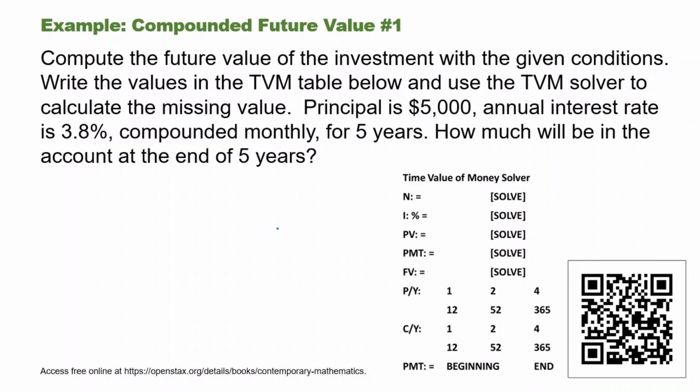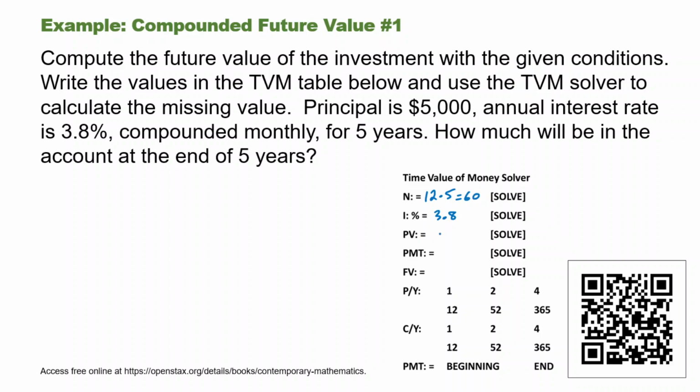So looking at our table, the first value we need to complete is capital N. Well, this is the total number of compoundings, the total number of times that we are compounding. Because we are compounding monthly, that's 12 times a year, for 5 years, we need to multiply 12 times 5 to get 60 for our capital N. I, as a percent, is given to us as 3.8%, so we will type 3.8 in that space.